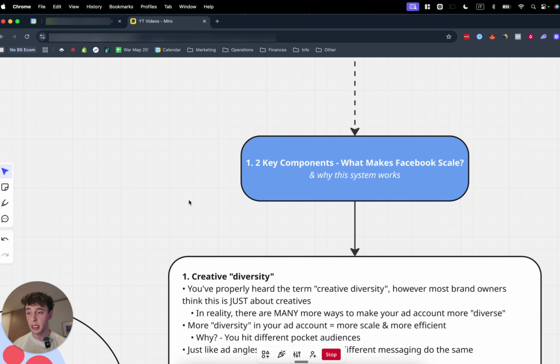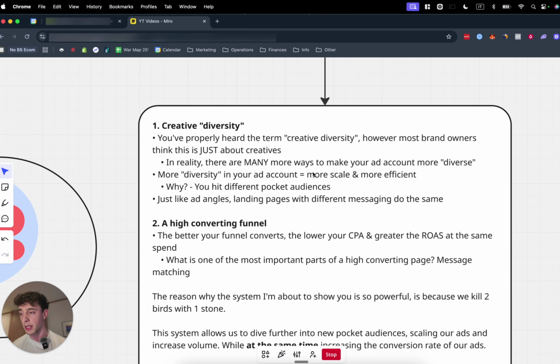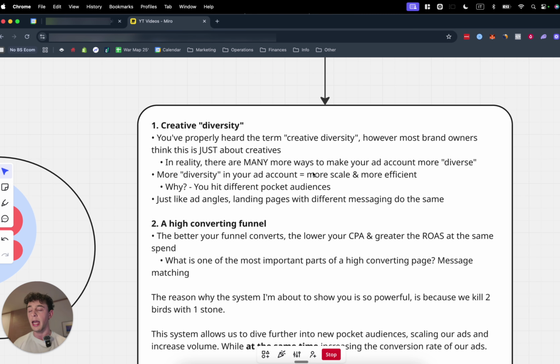Firstly, I wanna go over two key components, and this is what makes Facebook scale and why this system actually works. The first here is creative diversity, right? You've probably heard this term. However, most brand owners think this is just about creatives, which is just not true. In reality, there are many, many more ways to make your account more diverse. And why do people preach this? Because more diversity in your ad account equals more scale and more efficiency.